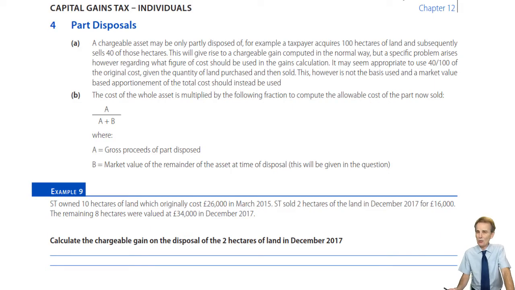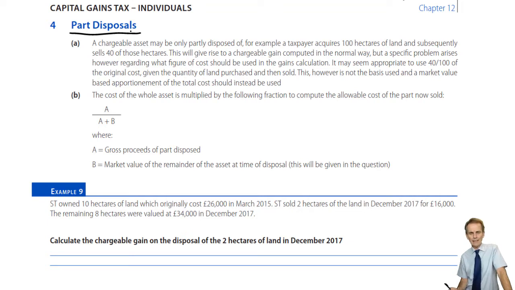Okay, well, onwards now to hopefully at least the last session within this particular chapter, chapter 12. And the next area that we look at is an area known as part disposals. Now, we know the basic calculation of the gain. What's the sales proceeds, or if a gift, use open market value. What are the selling expenses, less what are your allowable costs.